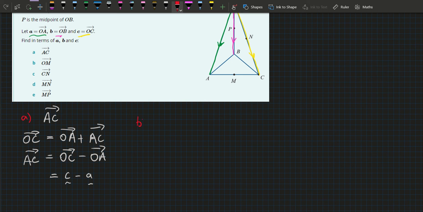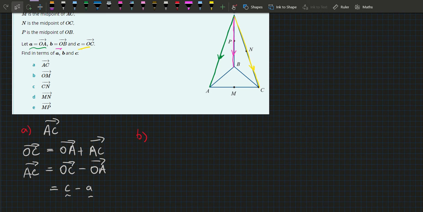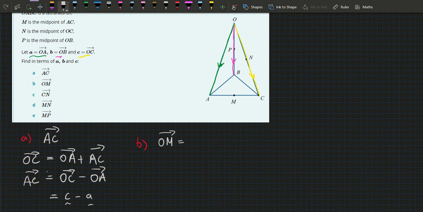B, and this is a very important fact. I had a look at this question before. What we're coming up with now, we're going to talk about in class. So, O to M is equal to, so we're going to go from O to A plus halfway of O to C.